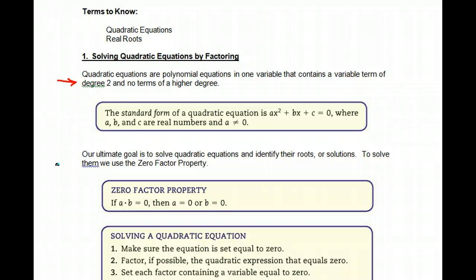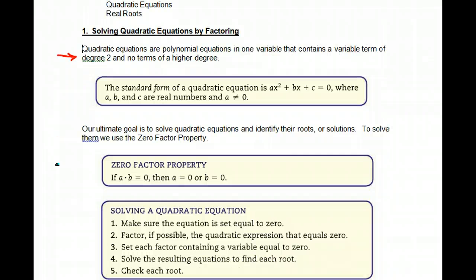The ultimate goal of solving quadratic equations is to identify their roots. In other words, their solutions. To solve them, we're going to use what's called the zero factor property. Some teachers may also refer to this as the zero product property.